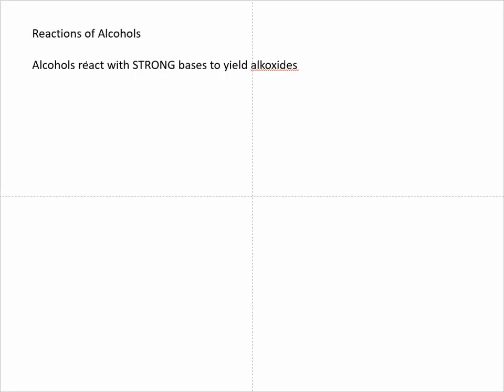So strong bases, again, have to be particular bases. Sodium hydroxide is the one that you guys know of and you usually tell me is a strong base, and it is for the most part. Not strong enough to do the reaction that I'm about to show you. You need a much stronger base in order to react with an alcohol to yield an alkoxide. That strong base we're going to use is sodium hydride.